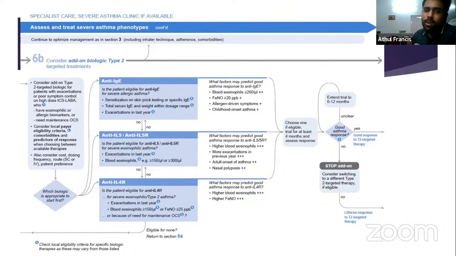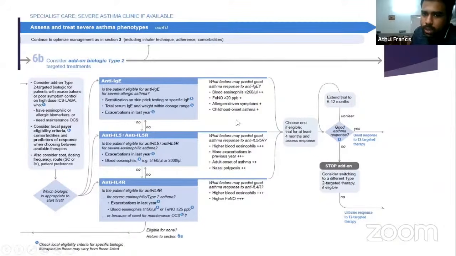Interleukin 5, you give it when you have adult onset, nasal polyposis, and a very, very high eosinophil count. The point to be noted is that for omalizumab, there's a particular range in which you can give it. It's always for patients with IgE between 70 and 700. There are no doses of omalizumab beyond that. And interleukin 4R, if you have a higher FeNO and higher blood eosinophil counts. After that, I will be discussing the drugs. I'll show you a table.